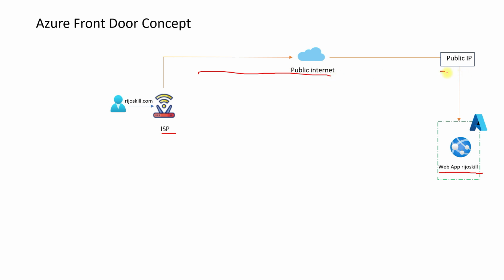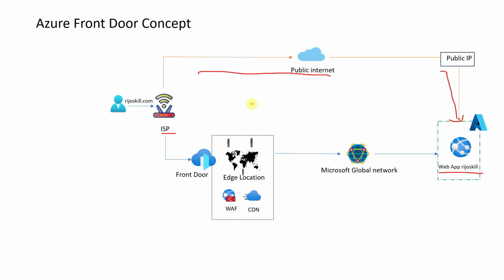So what happens? The user sends the traffic. The traffic reaches the ISP, then the public internet, then reaches the Azure portal. This type of traffic goes through the public internet and takes more latency time to load the content. So for example, you are using Azure Front Door.